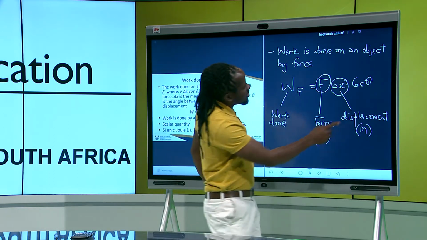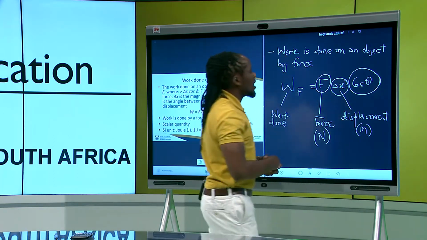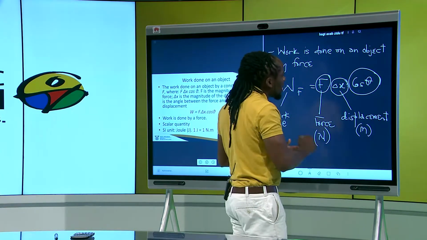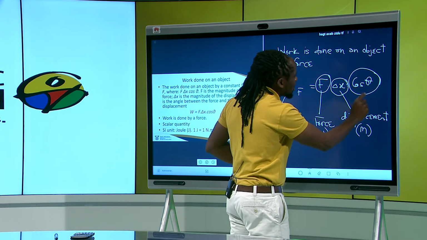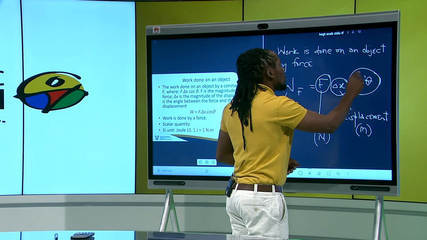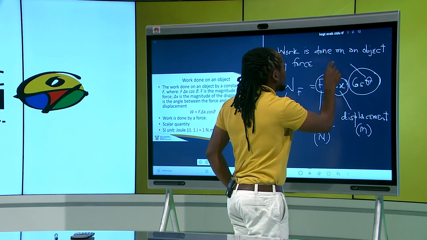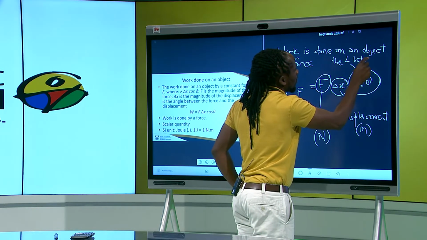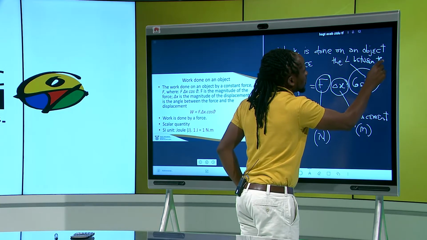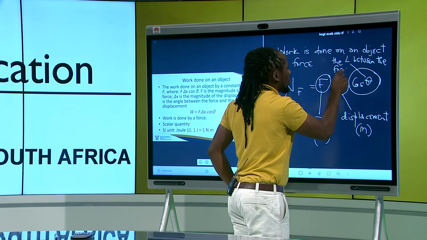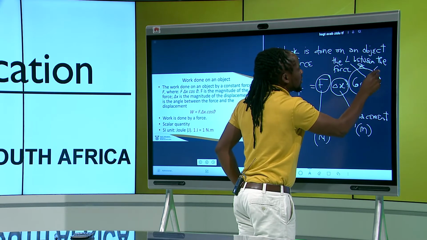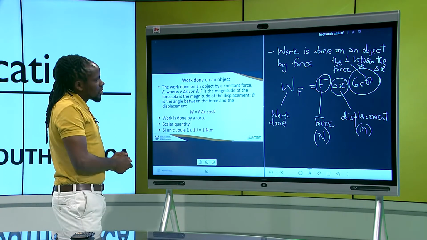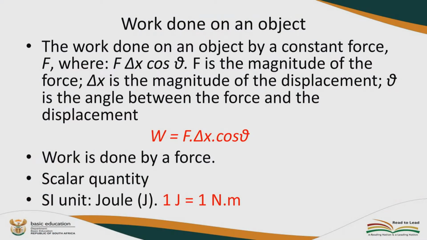Now, what is this theta? This theta is the angle between these two vectors, the force acting on the object and the actual displacement of the object. So theta becomes the angle between the force and the displacement. So that's the angle between the force and the displacement acting on the object.